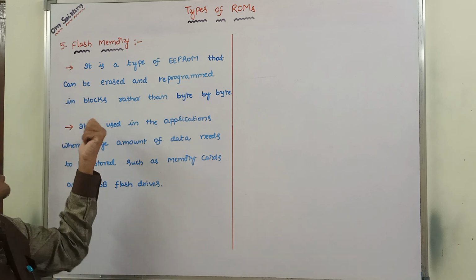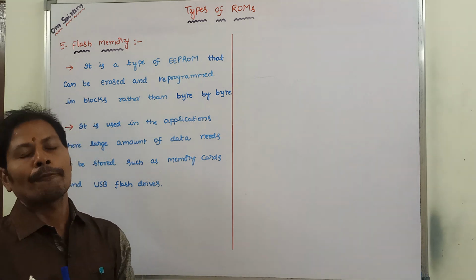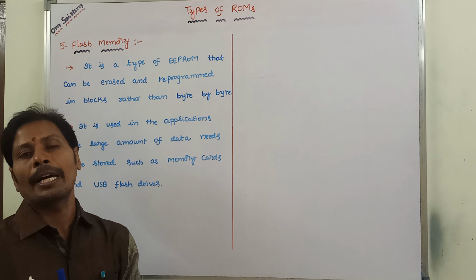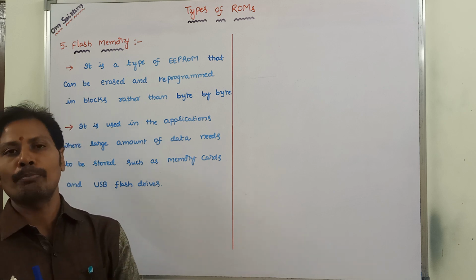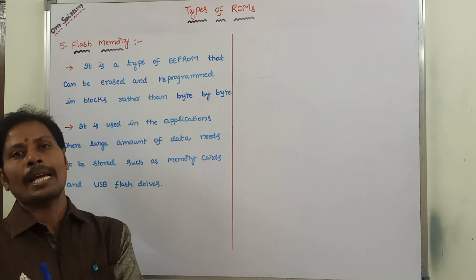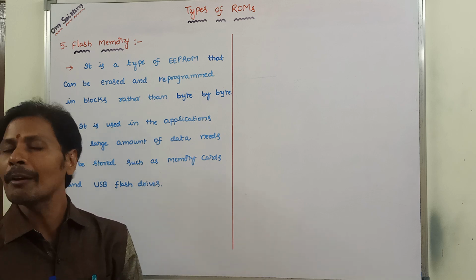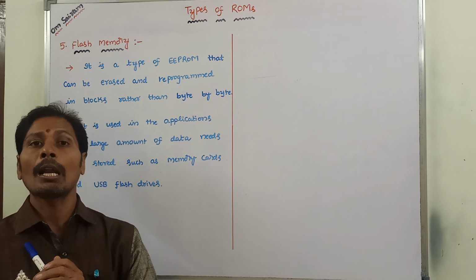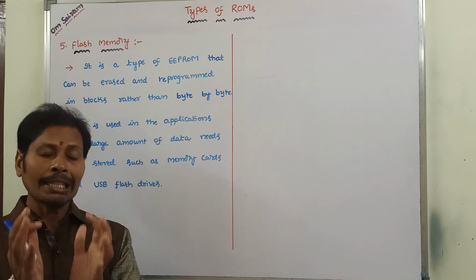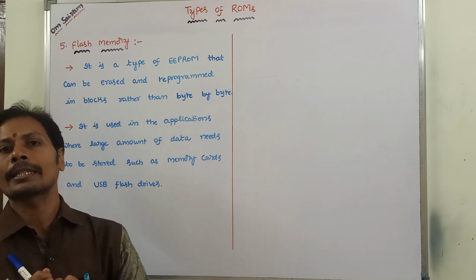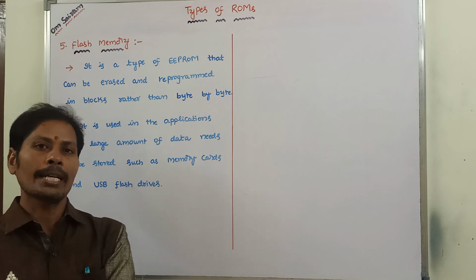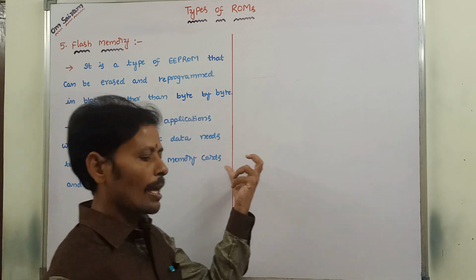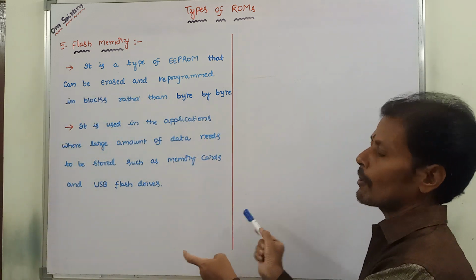Next, in which applications is flash memory used? It is used in applications where a large amount of data can be stored, such as memory cards and USB flash drives. In those applications, we have to store a large amount of data. The data can be arranged and reprogrammed block-wise, not by byte. Okay, so this is the description about types of ROMs.